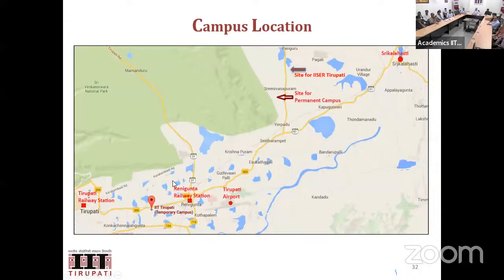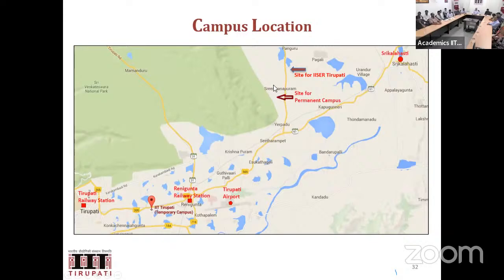The center of Tirupati town is about 25 kilometers. Srikalahasti is about 13 kilometers. But actually from our campus, we can see the Srikalahasti temple Gopura, because we're at a higher elevation, right? If you look to the east, you can see the Gopuram of Srikalahasti from our campus. So that way we are very blessed.